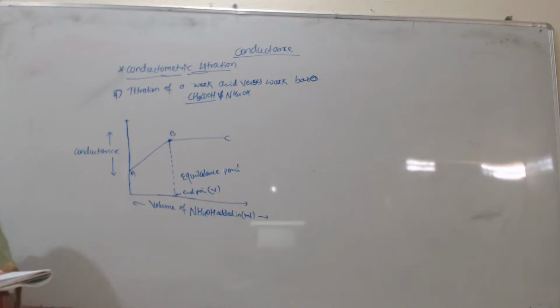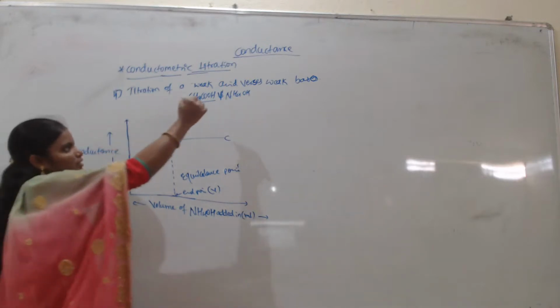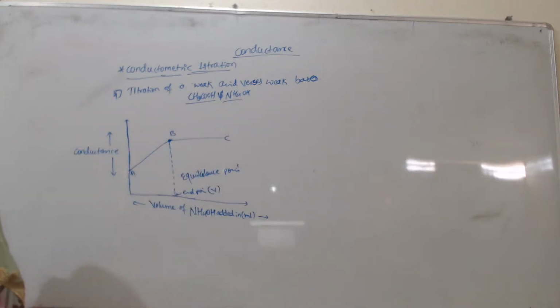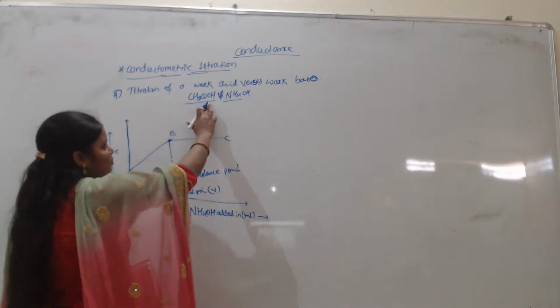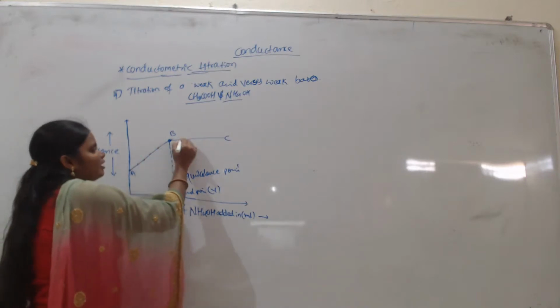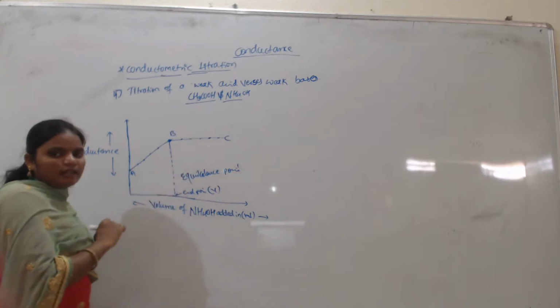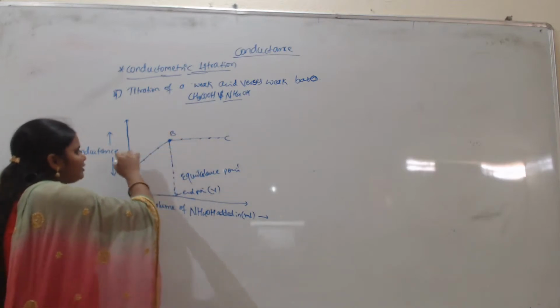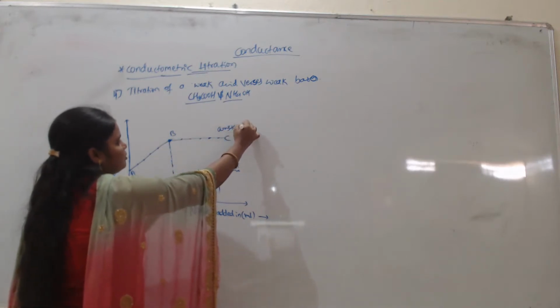But it starts increasing due to the formation of salt. The ammonium salt is formed, that is CH3COO minus NH4 plus, the ammonium salt of acetate. After the equivalence point, the conductance remains constant. These are the points, and after it rises and reaches the equivalence point, the conductance is constant.